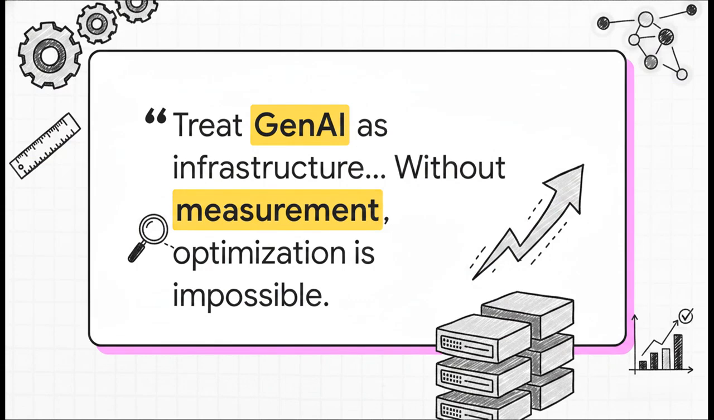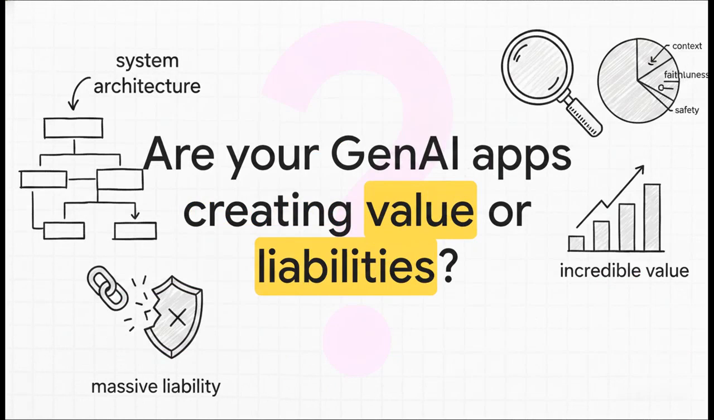If you treat AI as a magic black box, you are going to fail. As the industry saying goes, you must treat GenAI as infrastructure, because without measurement, optimization is basically impossible. An unevaluated GenAI system is nothing more than a massive, highly articulate liability. But with the right metrics, tracking context precision, faithfulness, latency, and safety, you can confidently deploy agents and RAG pipelines that drive incredible value. So I'll leave you with this to look at in your own architecture. Are your generative AI applications truly creating value? Or are you just scaling statistically plausible liabilities?